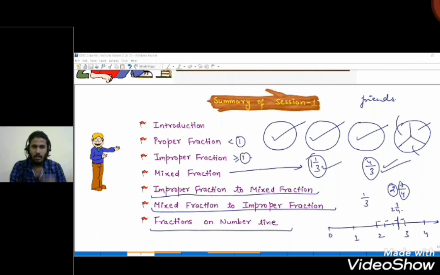Okay, very good students. So now all the students really understood the concepts of session 1. Now we shall quickly move ahead to session number 2.